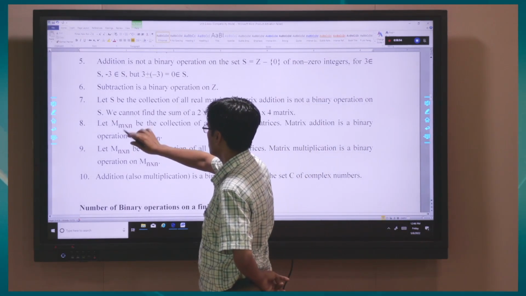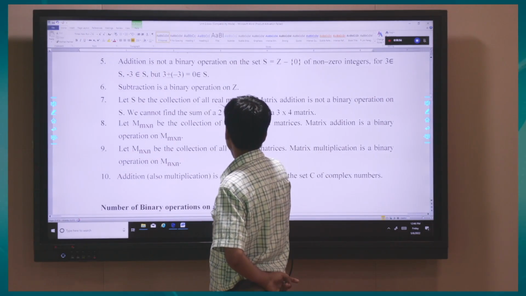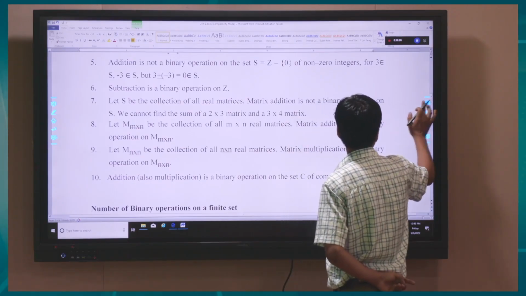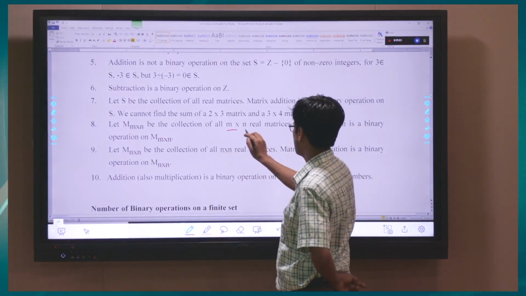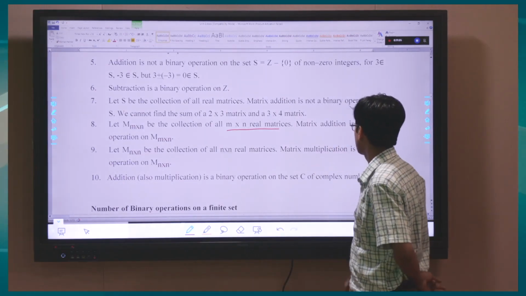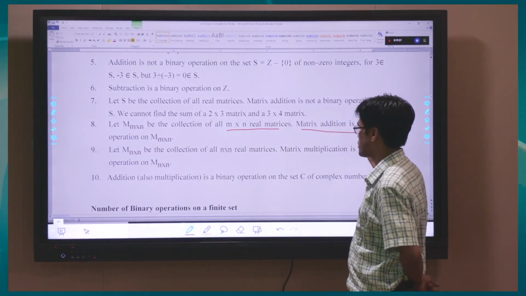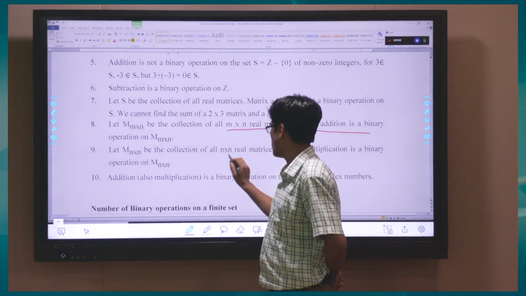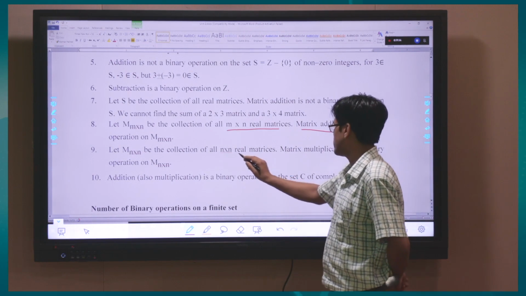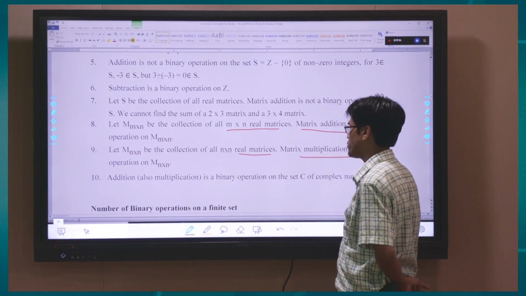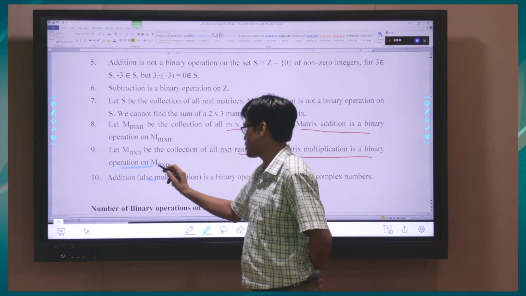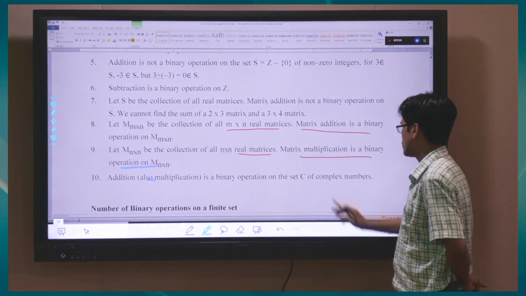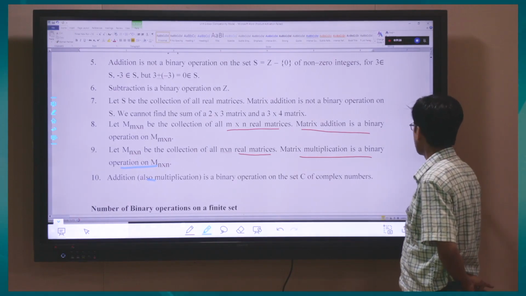Similarly, this is another example. If M is the collection of all m cross n real matrices, then matrix addition is a binary operation on this set. Similarly, if M is the set of all n cross n real matrices, then matrix multiplication is a binary operation on this set. Addition and also multiplication are binary operations on the set C of complex numbers.